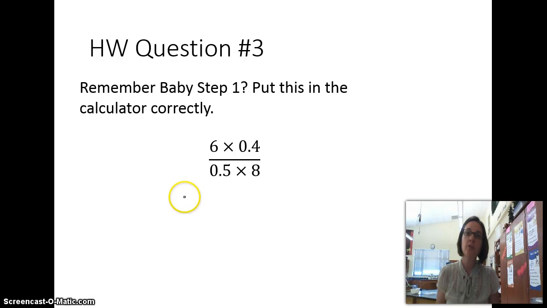This one's a refresher of baby step 1, where I don't want you to factor this in your head. I really want to make sure that you know how to use your calculator correctly. How do you tell it 2 different numbers are in the denominator? Practice doing that. Make that your answer to number 3. And you may want to pause it since this video is about to end.